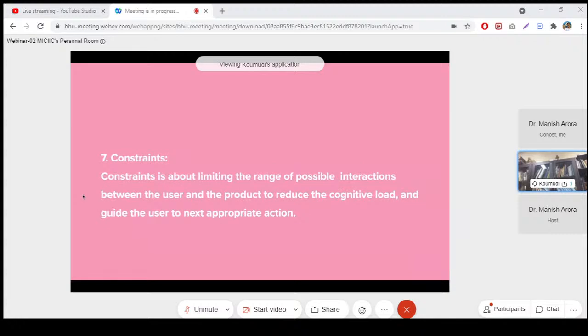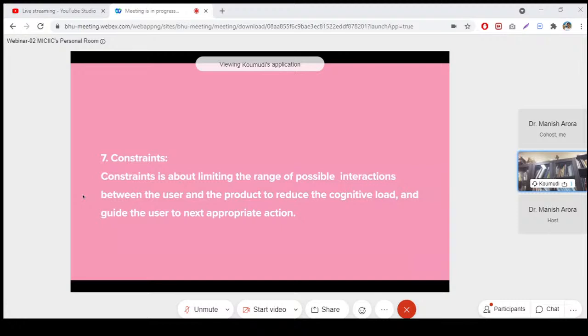Sometimes natural constraints exist that keep you from performing the wrong action. For instance, if you're trying to remove a screw and you turn it the wrong way, it will not move. Providing physical, logical, semantic, and cultural constraints guides actions and eases interpretation.